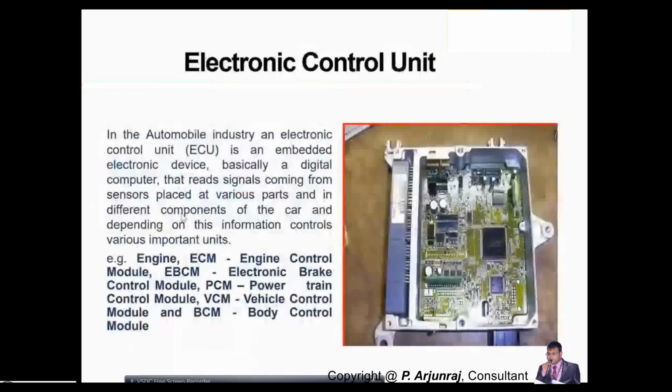When I say the control system, basically the engine control system, it is based on the electronic control unit. This ECU is also applicable to areas other than the powertrain or the engine. So you have the body control unit, also the body control module, and also the vehicle control module. This is how a typical ECU looks.